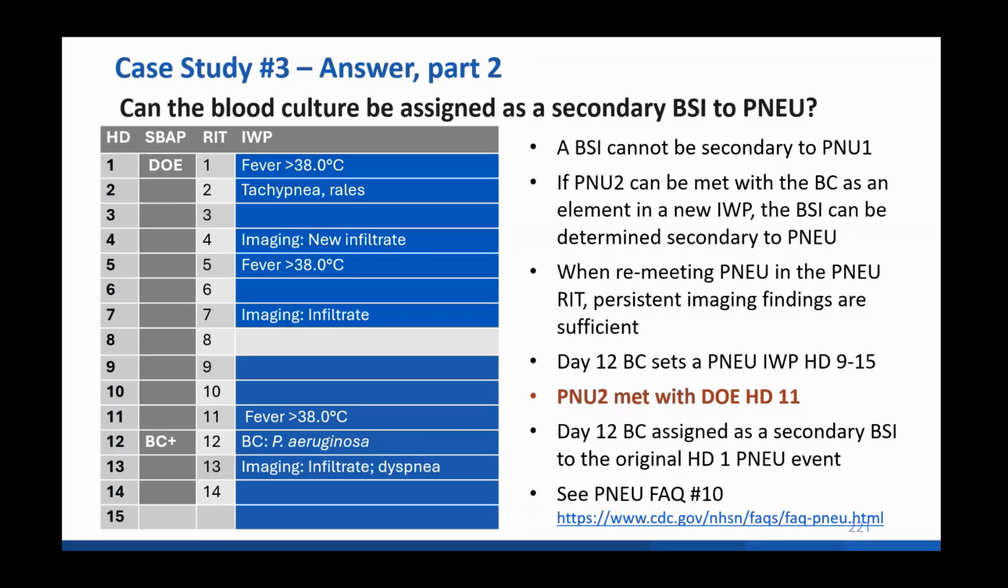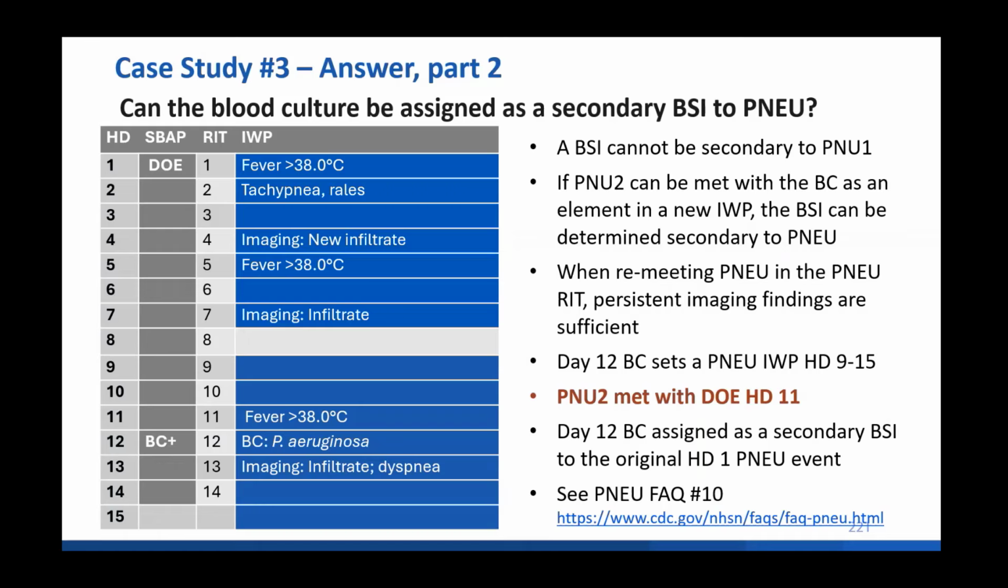The pneumonia 2 date of event is day 11, and since the date of event for re-meeting the pneumonia definition is within the pneumonia RIT, or repeat infection timeframe, the day 12 BSI is attributed as secondary to the day 1 pneumonia event. And when reporting the event, you would upgrade the pneumonia 1 to pneumonia 2 as per that reporting hierarchy we talked about earlier. And you would add the BSI pathogen to the event.